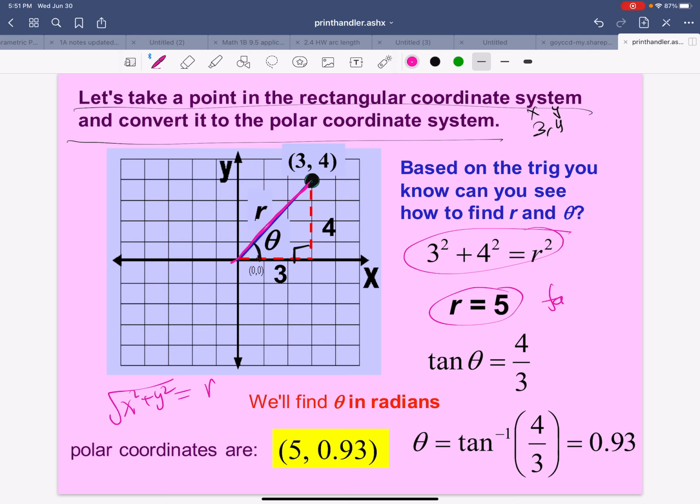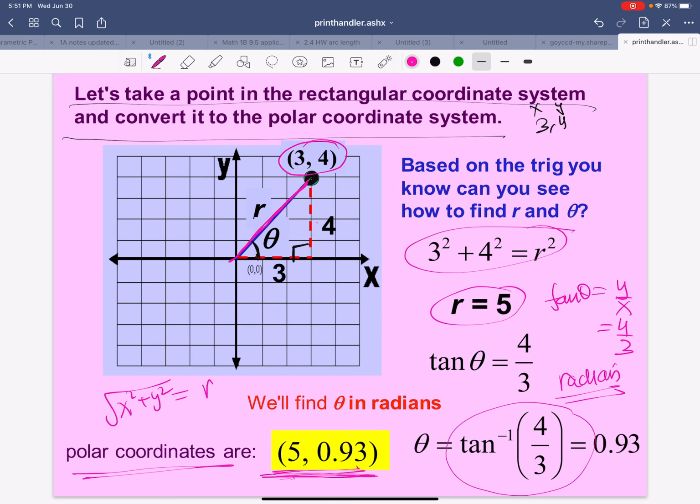We also know tangent theta is y over x, the opposite over adjacent. The opposite is going to be 4, the adjacent is going to be 3, so theta will be tangent inverse of 4 over 3. Make sure you are in radian mode on the calculator, otherwise your answer will not be correct. So here's the polar representation for this rectangular coordinate. The point (3, 4) is represented as (5, 0.93) in polar coordinates. 0.93 is the angle in radians.